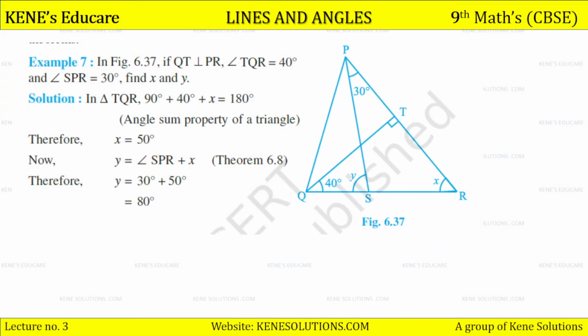In figure 6.37, if QT is perpendicular to PR, angle TQR is equal to 40 degree and angle SPR is equal to 30 degree, then find X and Y. Now students, see here, in triangle TQR, 90 degree plus 40 degree plus X is equal to 180 degree, because of the angle sum property of a triangle, the addition of all angles of the triangle is 180 degree. We already know about this. So therefore X is equal to 50 degree, Y is equal to SPR plus X, so we get 30 plus 50, which is 80.